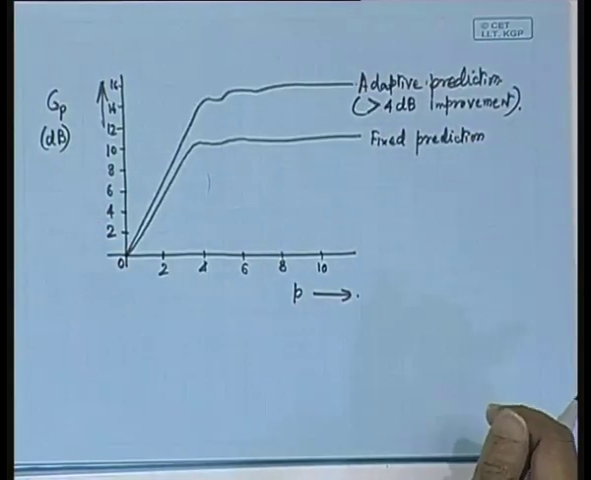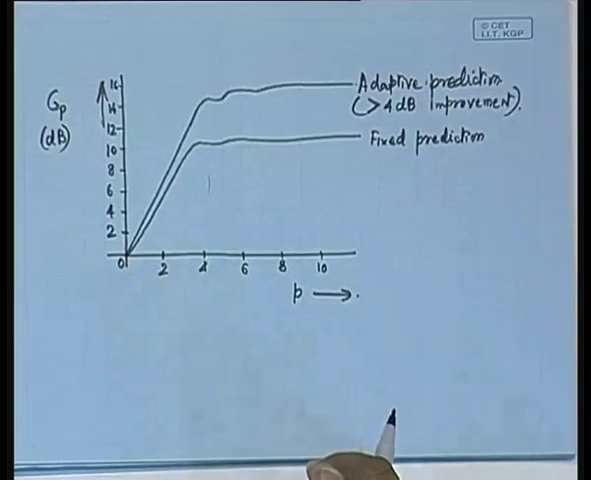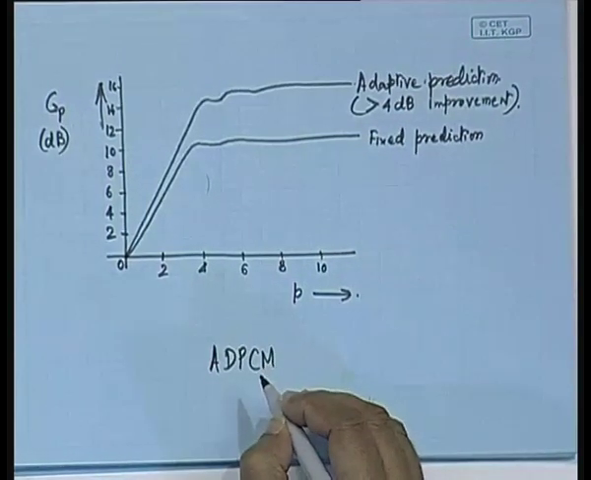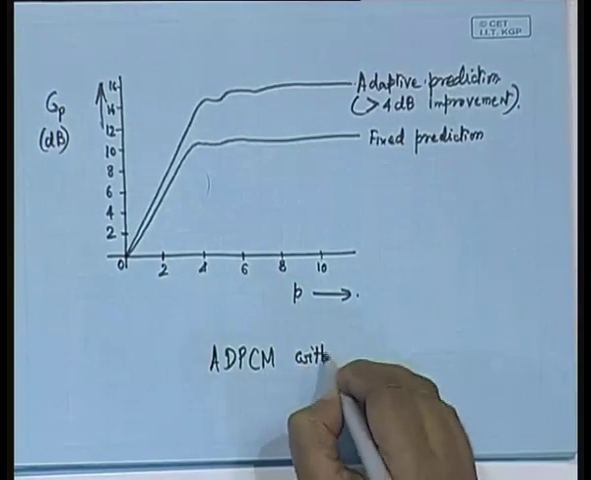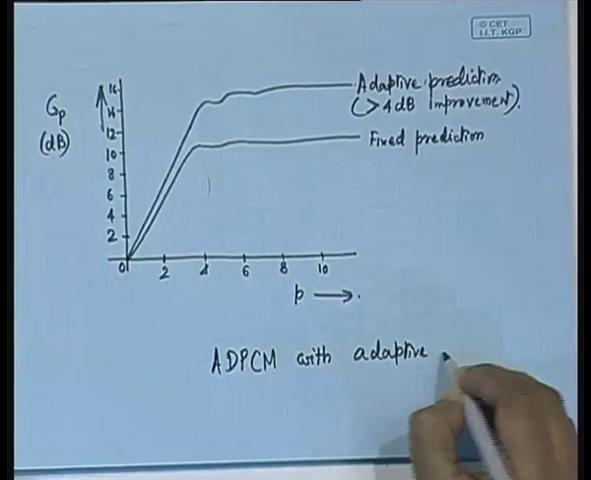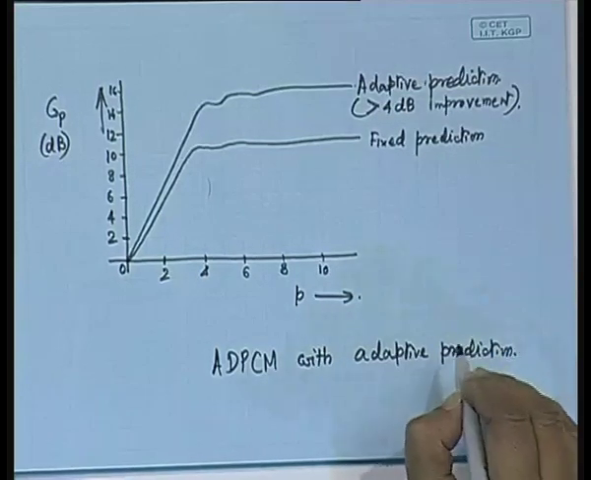So, we have already reached a good amount of sophistication. What we should now attempt for a good quality speech encoding is to use an ADPCM, and not only ADPCM with a fixed prediction, but ADPCM with adaptive prediction, which is going to give us the best performance, right.